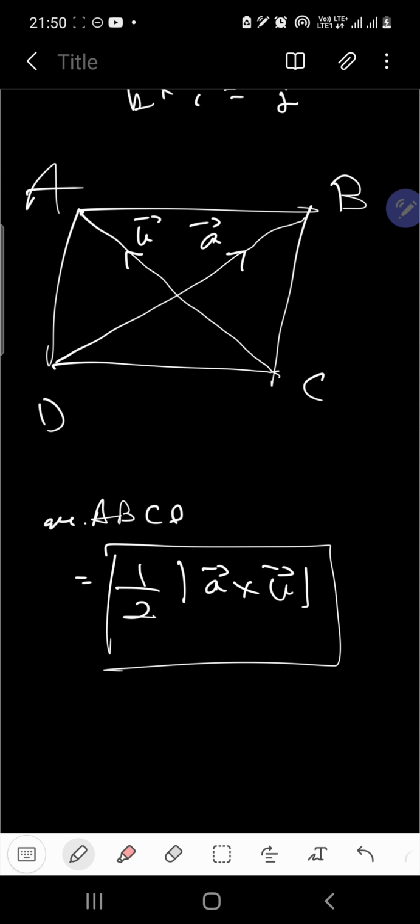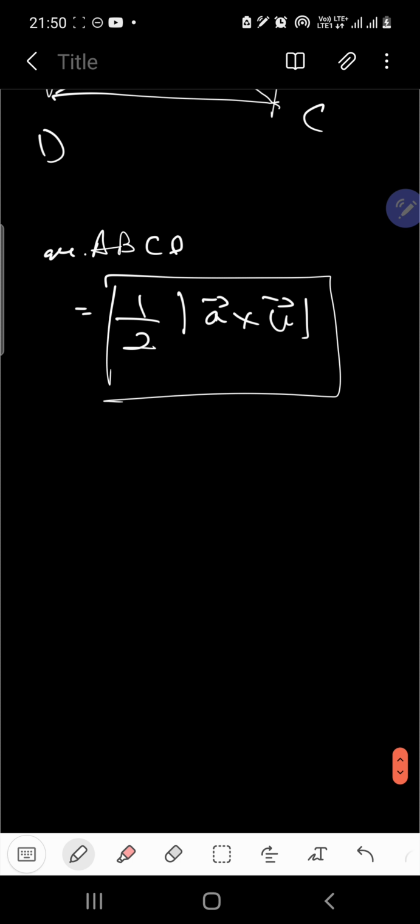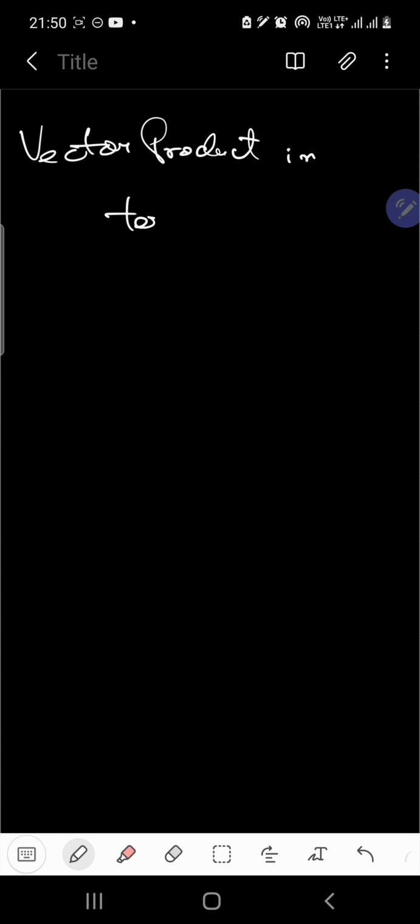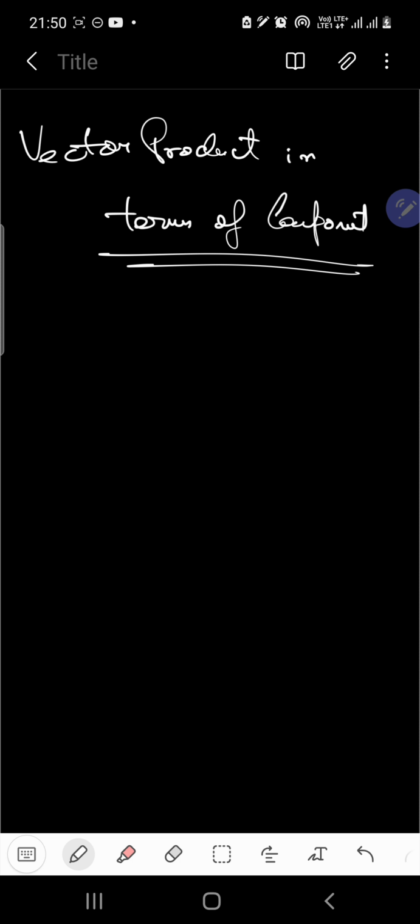Now we will be talking about how to formulate the vector product when we are given vectors in terms of their components. So the heading is: vector product in terms of components.